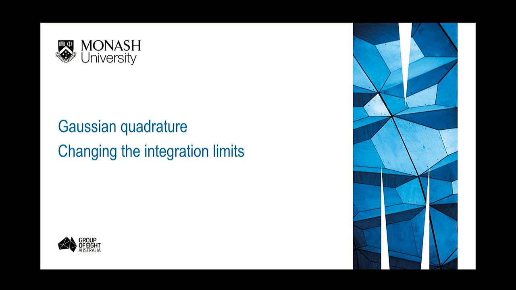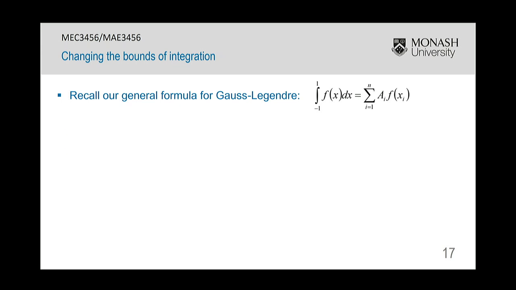We're going to continue looking at Gaussian quadrature in this short video, and in particular how we change the limits of integration. So recall our general formula for Gauss-Legendre quadrature. That is that the integral from -1 to 1 of f(x) was equal to the sum over n points of weights a_i multiplied by function values f(x_i).